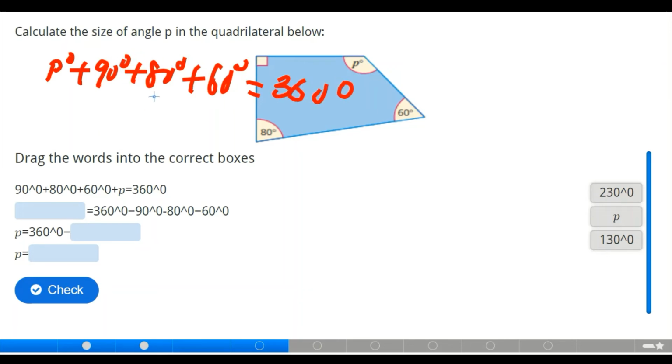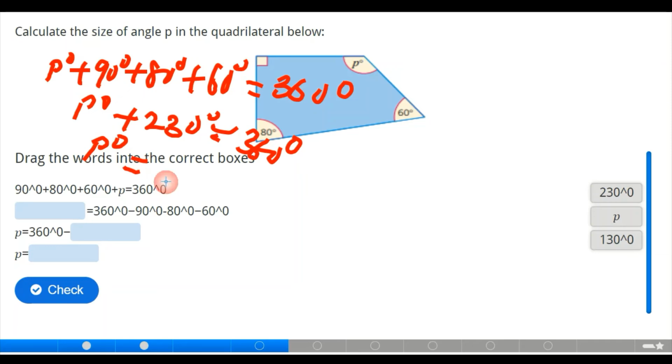Now, what is 90 degrees plus 80 plus 60? It will give us 230 degrees. So we have P degrees plus 230 degrees equals 360 degrees. Now, the plus 230 degrees comes to the other side of the equals sign and changes to minus 230 degrees because of the equals sign.